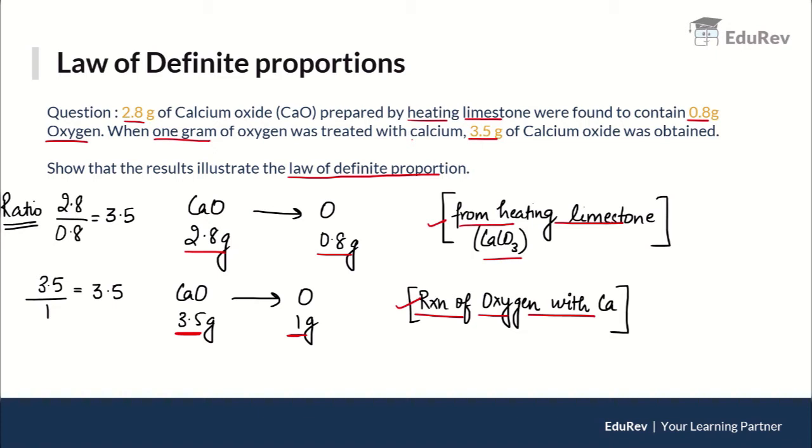calcium oxide over oxygen. So here it will be 2.8 upon 0.8, it gives me 3.5. Similarly, in the second case, it also gives me 3.5. Since the ratio is coming out to be the same, that means the law of definite proportion is verified.